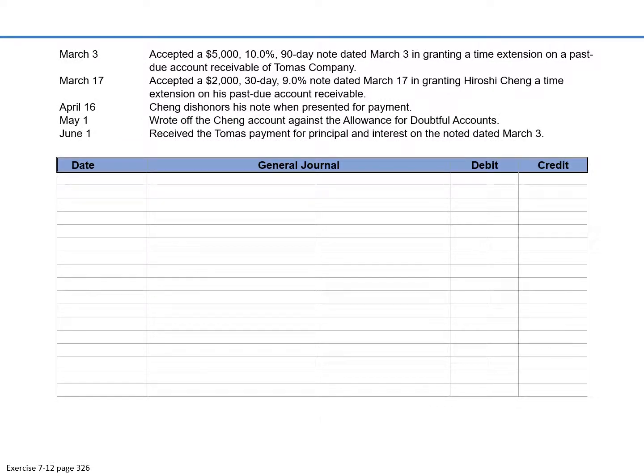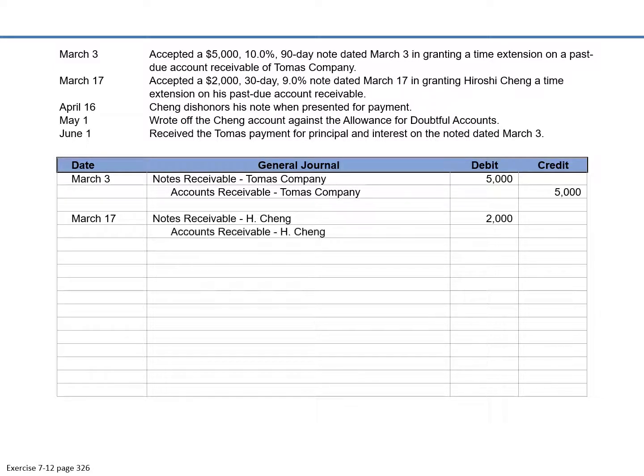Then on March 3rd, we accepted a $5,000 10% 90-day note to grant a time extension on a past due account receivable from Tomas Company. So we're going to record our note receivable with a debit of $5,000, and we're going to record our account receivable reduction with a credit of $5,000. Then on March 17th, we accepted a $2,000 30-day note for 9%, dated March 17th, from Hiroshi Chang for a past due account receivable as well. So same idea, debit note receivable, credit account receivable.